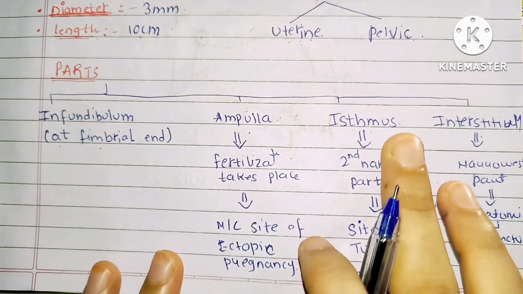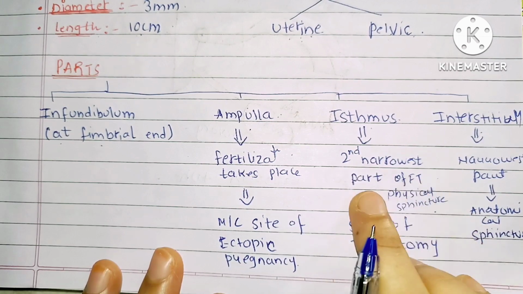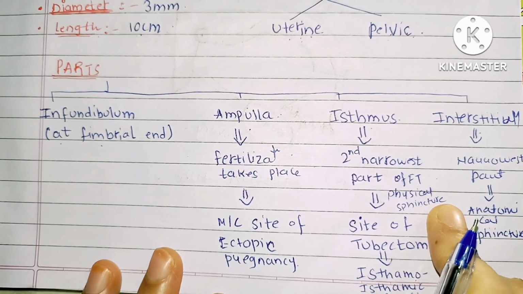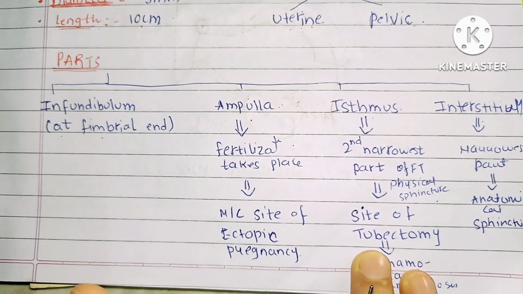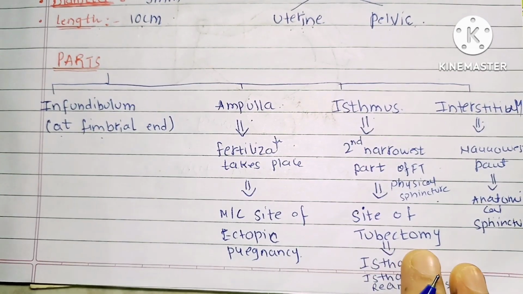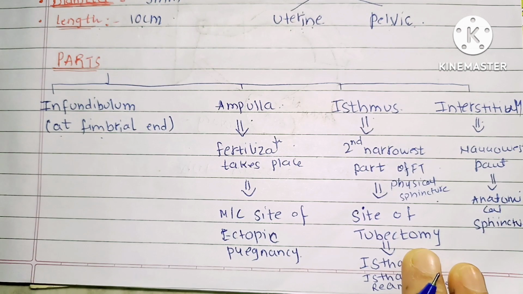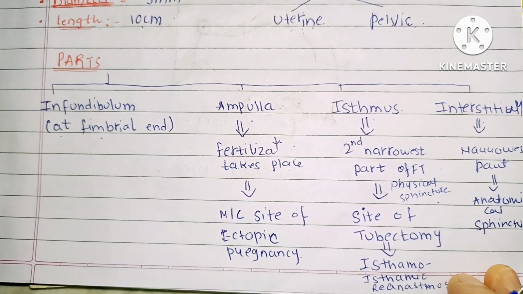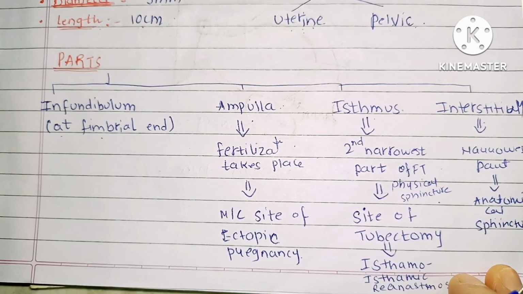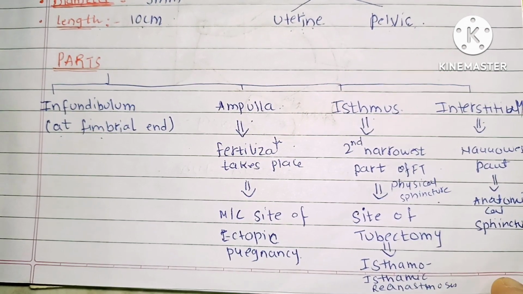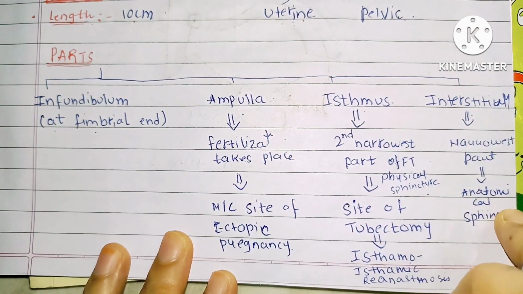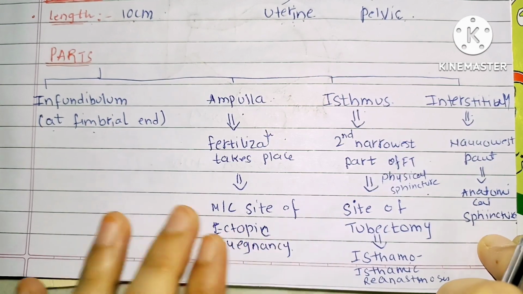Now the isthmus. The isthmus is the second narrowest part of the fallopian tube, and it also acts as a physiological sphincter. It is the most common site for tubectomy. Tubectomy is performed at the part of the isthmus. Why? Because when a lady after tubectomy again wants to conceive, isthmic reanastomosis has a higher success result. The interstitium is the narrowest part, and this acts as an anatomical sphincter.